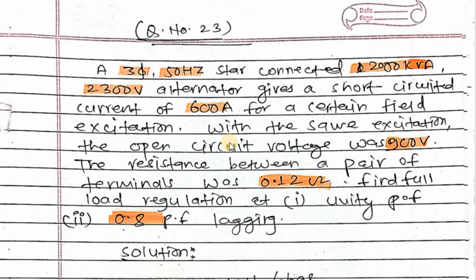With the same excitation, the open circuit voltage was 900 volts. The resistance between a pair of terminals was 0.12 ohm. Find the full load regulation at unity power factor and 0.8 power factor lagging.